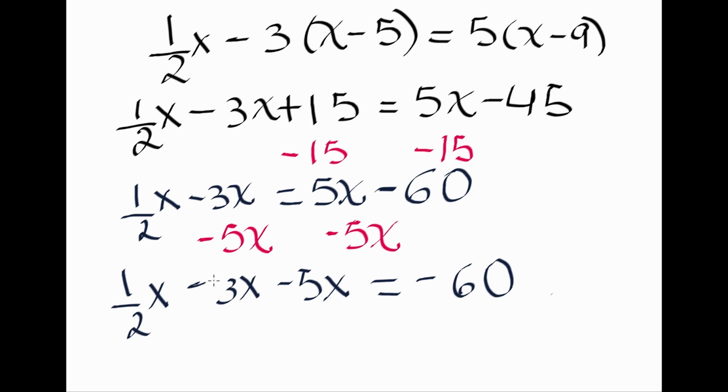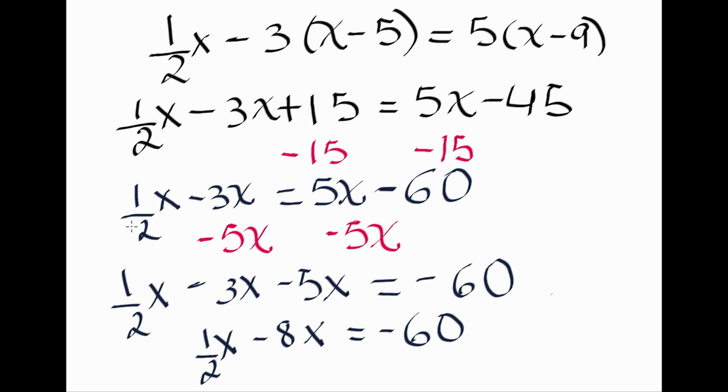Now we just need to add these 3 terms on this side. So negative 3x minus 5x is just negative 8x. So we have 1/2 of x minus 8x equals negative 60.